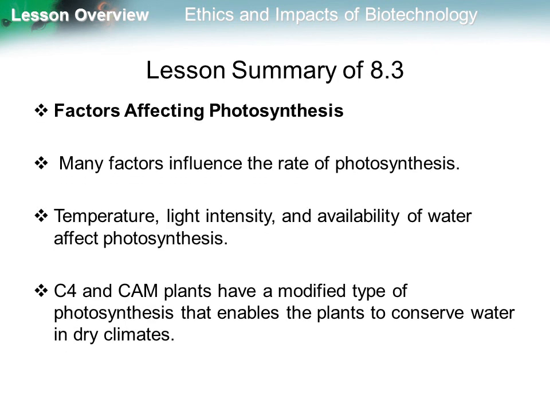Now let's see the factors that affect photosynthesis. Many factors influence the rate of photosynthesis. Temperature, light intensity, and availability of water affect photosynthesis. C4 and CAM plants have a modified type of photosynthesis that enables the plants to conserve water in dry climate.